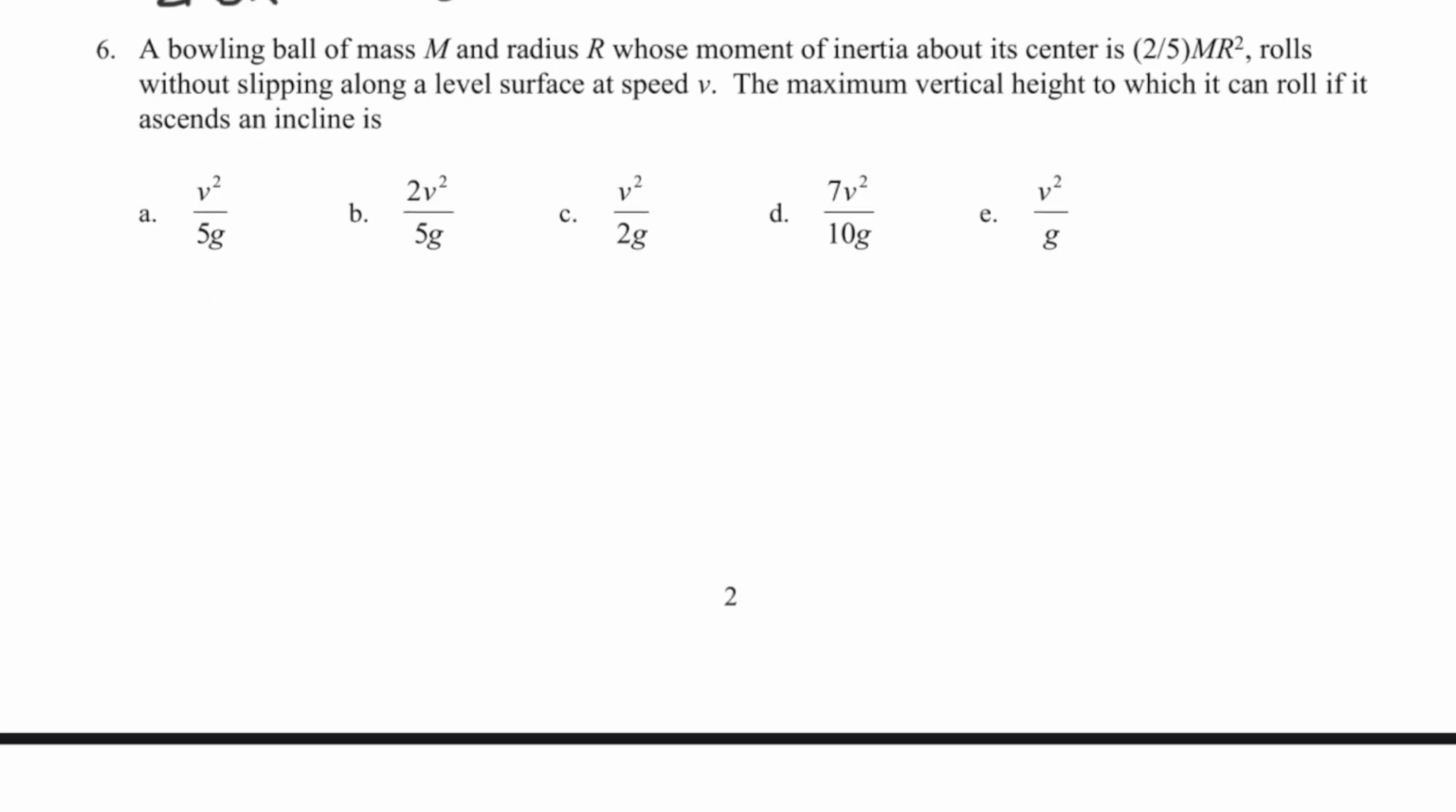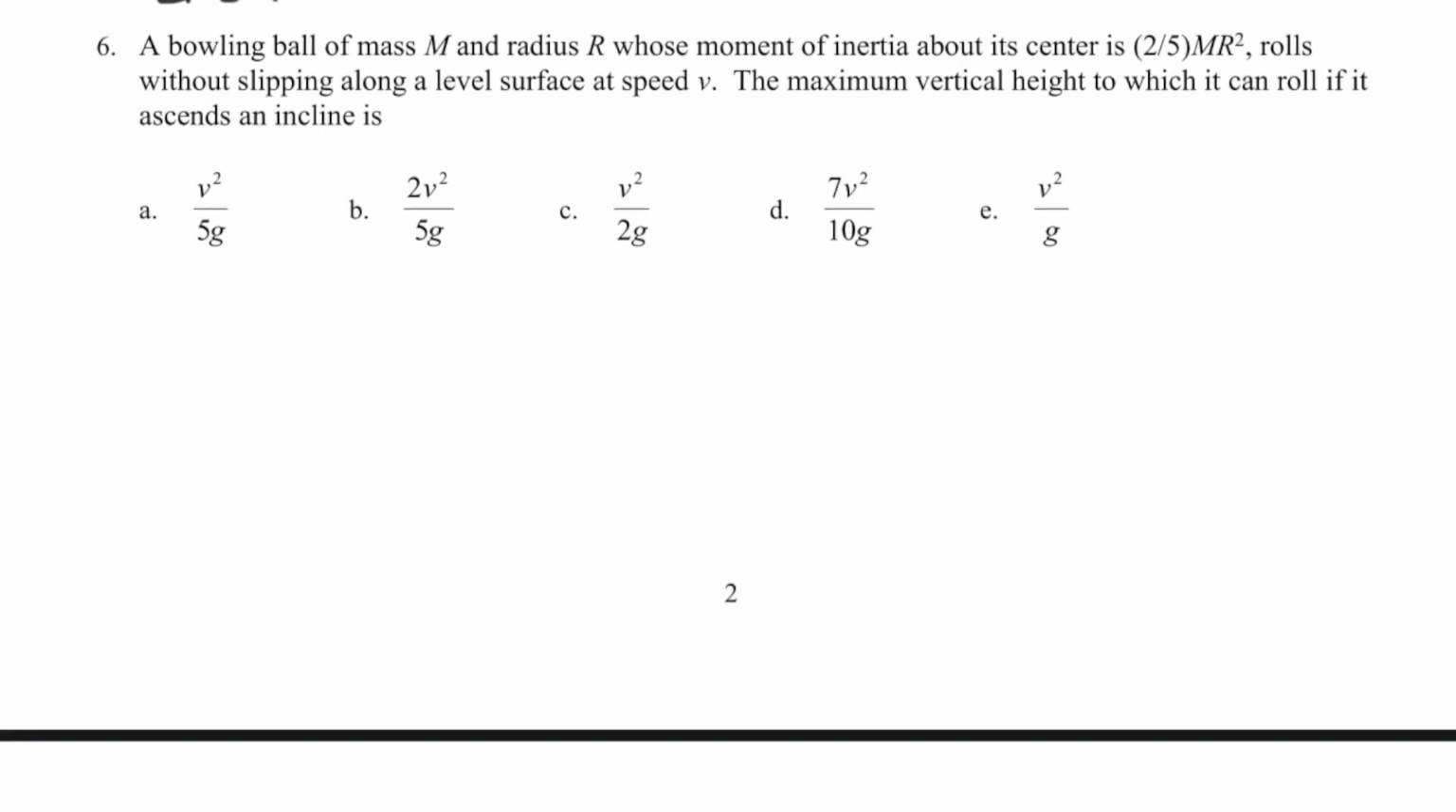All right, now on to a classic. A bowling ball of mass m and radius r, whose moment of inertia through its center is given by 2/5 mr squared, rolls without slipping along a level surface at speed v. And we want to find the maximum vertical height it can roll to. So this is a very classic energy conservation problem.